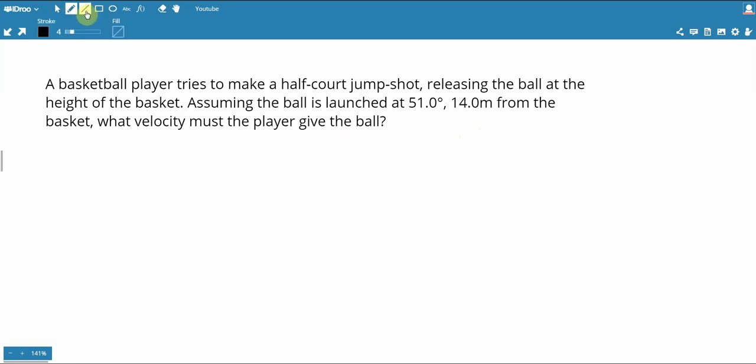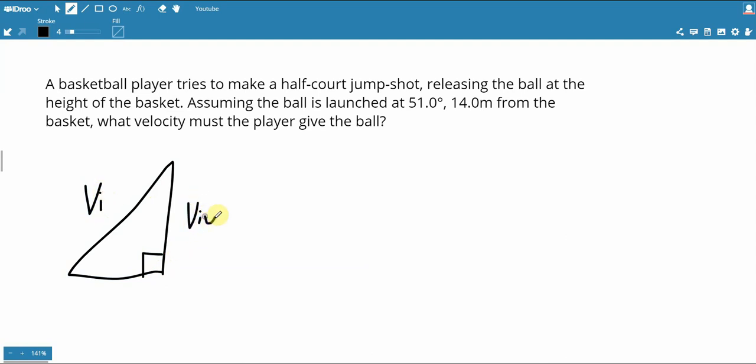we should always draw a diagram. In this case, usually it's a triangle. So we have VI, then let's label VIY. You need to write the components because you'll be using them for any projectile motion question. Then it says 51.0 degrees is where it's shot at.